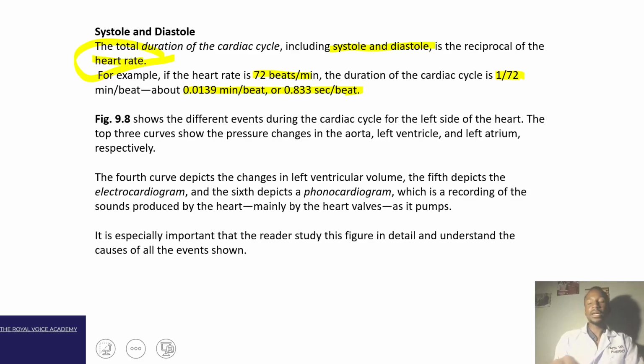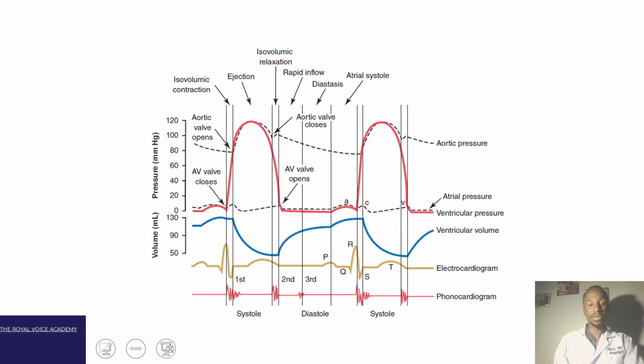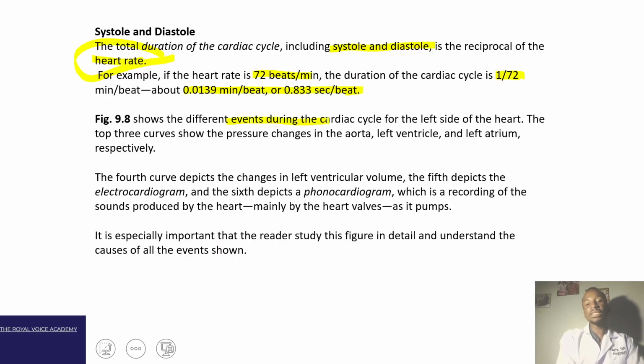So the figure up here, figure 9.8, shows different events during the cardiac cycle of the left side of the heart. Of course, we're picking the left side because that is the side that shows us the real activity going on with the heart. They apply to the right side with only some slight modifications based on pressures and maybe volumes. The top three curves show the pressure changes in the aorta, the left ventricle, and the left atrium. The fourth curve depicts the changes in left ventricular volume. The fifth depicts the electrocardiogram. And the sixth depicts the phonocardiogram, which is a recording of the sounds produced by the heart, mainly by the heart valves as it pumps.